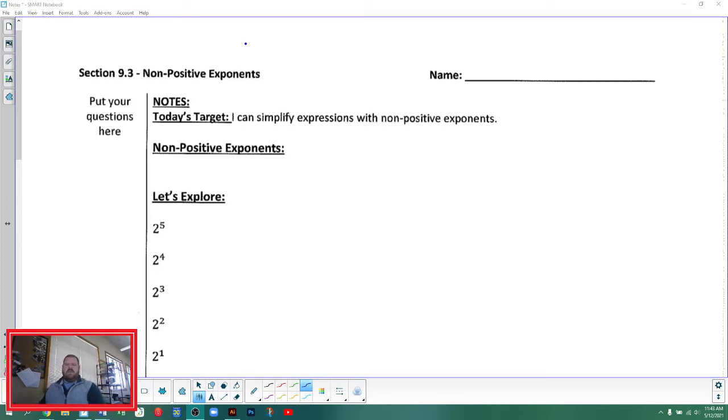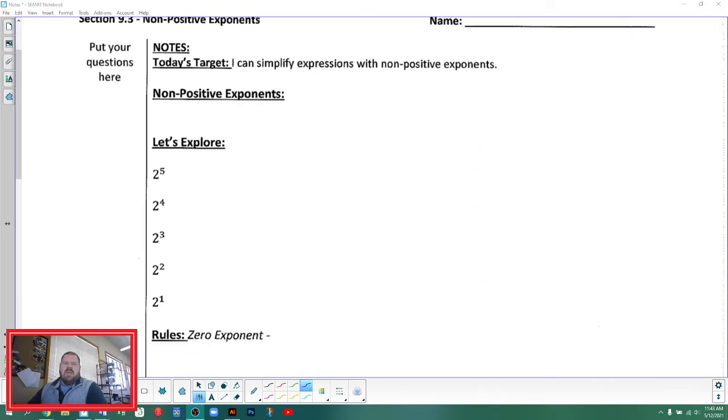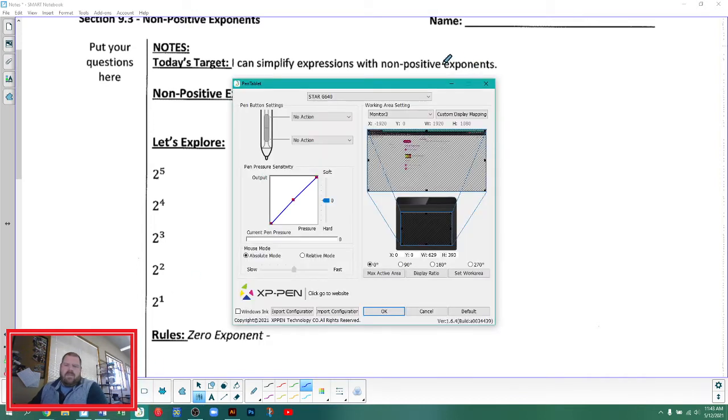Hello and welcome to the section 9.3 lecture today for flipped algebra 1. Today we're going to be looking at some more exponent stuff and more importantly some non-positive exponents. And we want to simplify expressions with non-positive exponents. Non-positive means, let me get my pen on the right page here.